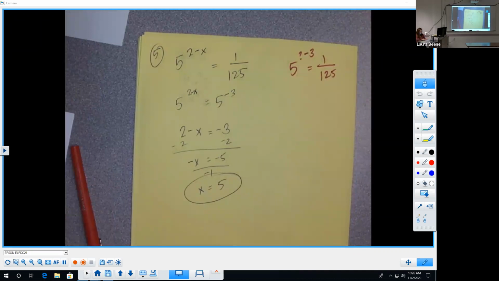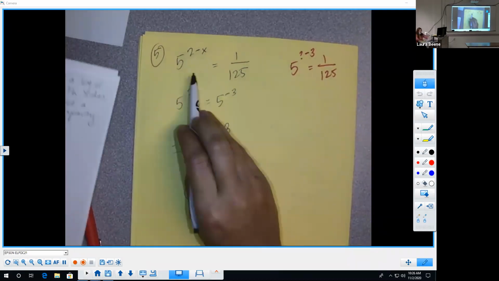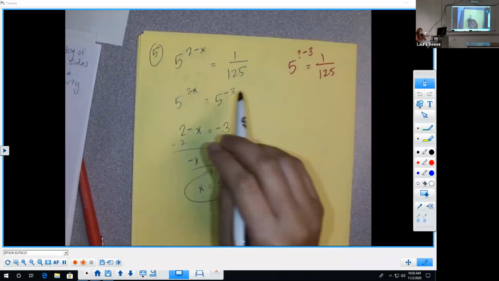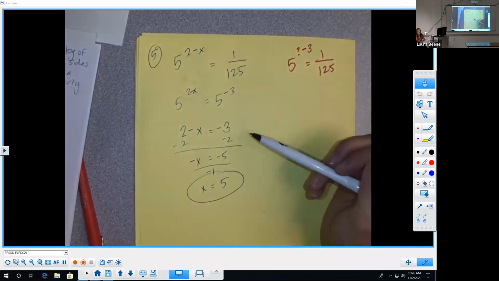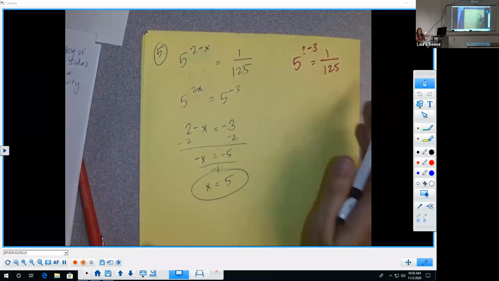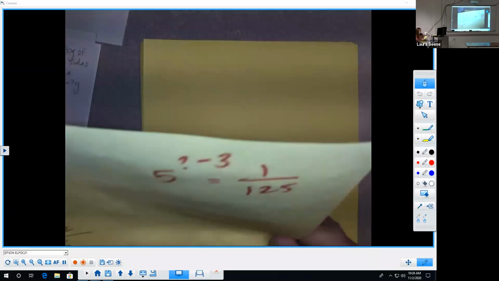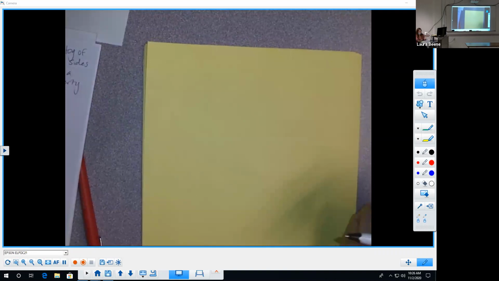Okay, so that's the first type of exponential problem. Exponential equations always have an x or a variable in the exponent. So the first type of situation is where you can make your bases equal to each other. The second type of problem is what if I couldn't make the bases equal to each other?